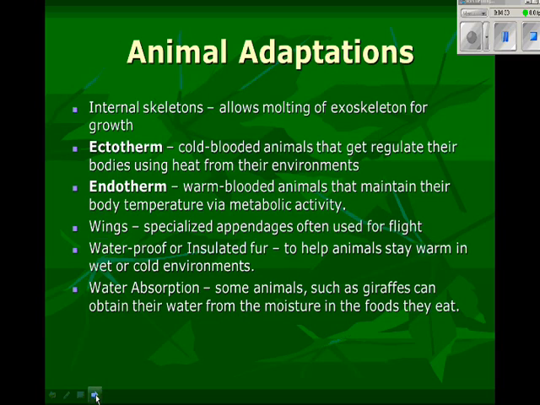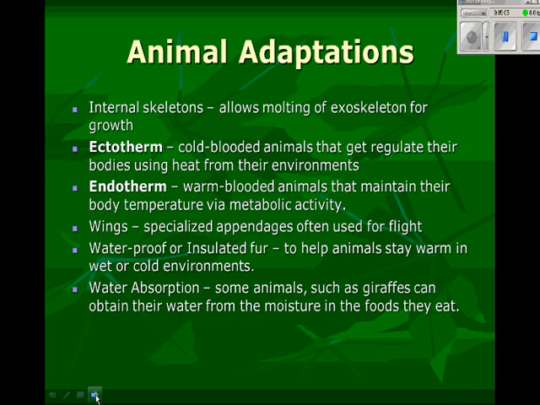Animal adaptations. Exoskeletons, such as in insects, allow molting for growth. Ectothermic: cold-blooded animals that regulate their bodies using heat from the environment, such as snakes that bask on rocks outside during the warmer sunlight hours. Endothermic: warm-blooded animals that maintain their body temperature through metabolic activity.